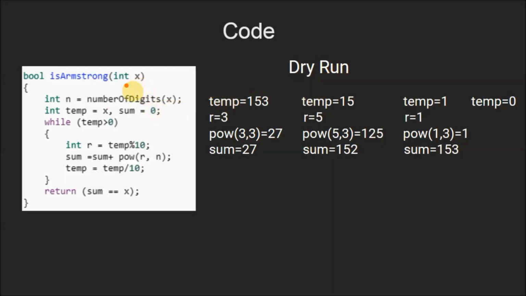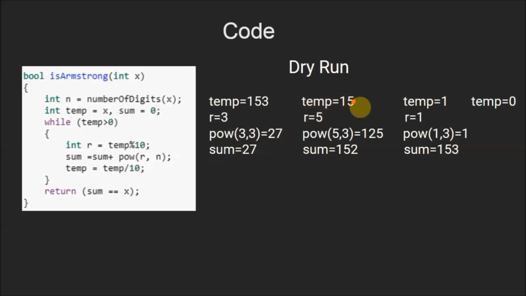Let us assume that the value of x is 153. Then n will be equal to 3 as the number of digits is 3 in 153. Temp will be initialized with 153. Then as temp is greater than 0, r will be equal to 153 mod 10. This will come out to be 3. Then power of 3 comma 3 will be calculated, that is 3 cube. This will come out to be 27 and sum will be initialized with 0 plus 27, that is 27. Then temp will be divided by 10, so the new value of temp will become 15.